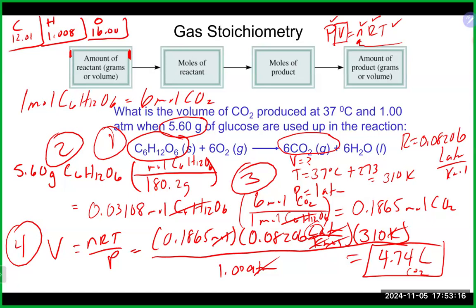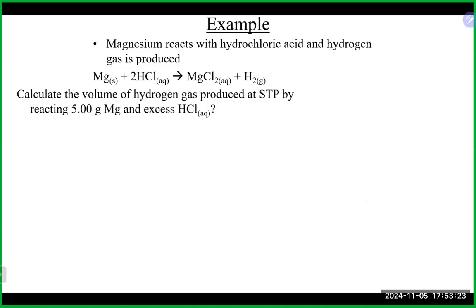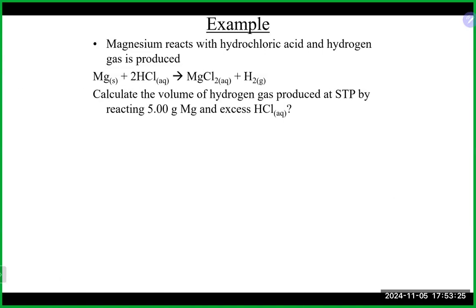All right, so let's try another one here, see what you come up with. We've got magnesium reacts with hydrochloric acid and hydrogen gas is produced. We want to know what is the volume of hydrogen gas produced at STP if we started with 5 grams of magnesium, 24.31, yeah.